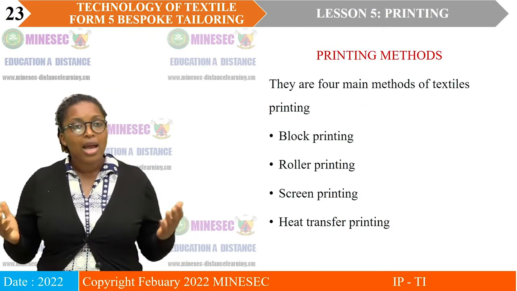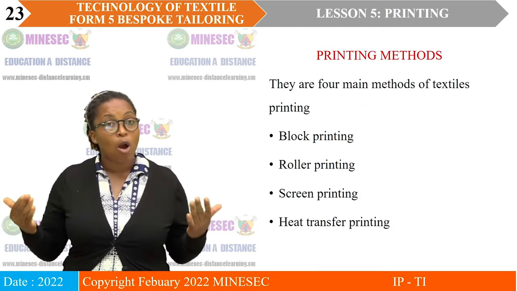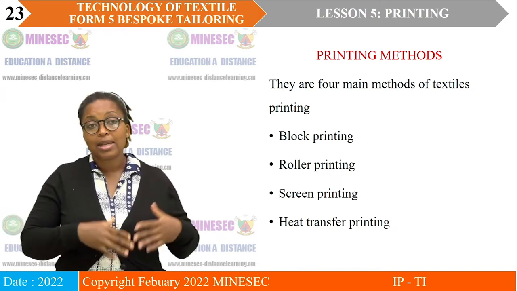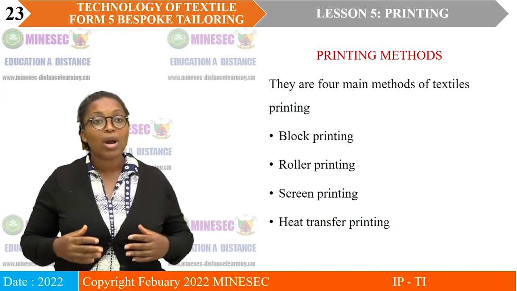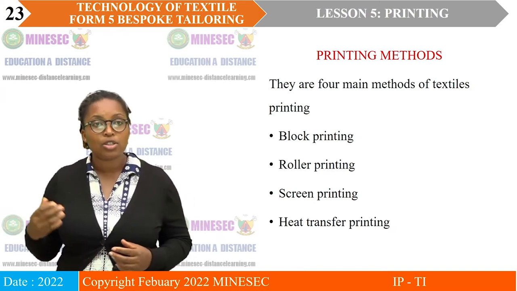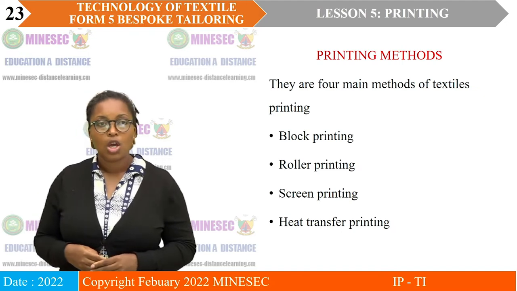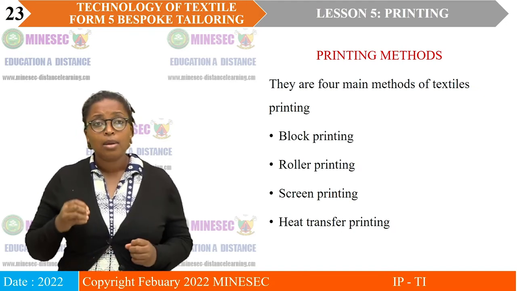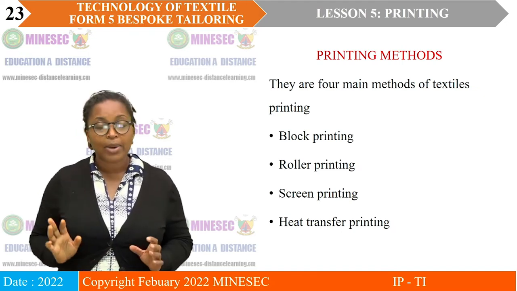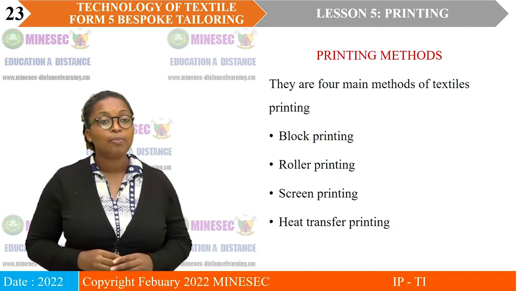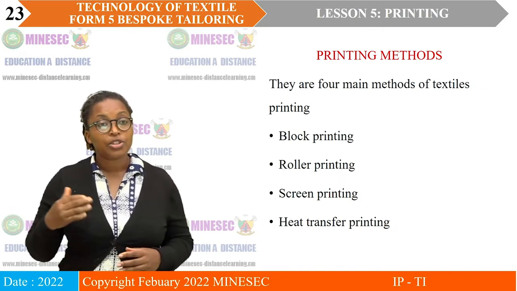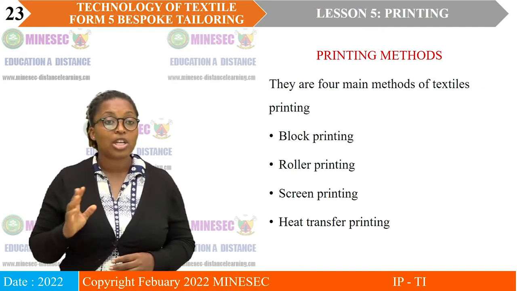I think now we have prepared our printing paste. We have prepared our fabric. Now we are going to look at the different printing methods. We have four main methods of textile printing: block printing, roller printing, screen printing, and heat transfer printing.